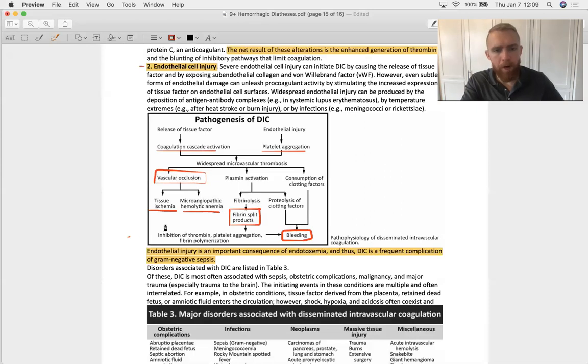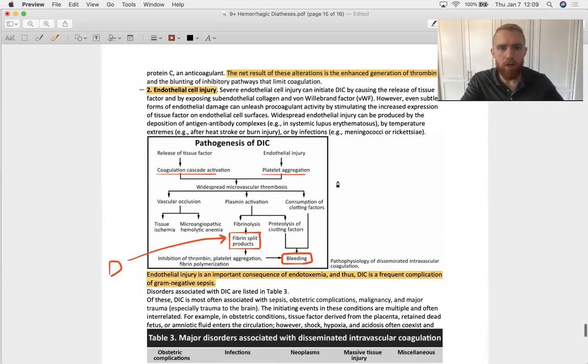Another important point here in the middle, fibrin split products as clot remodeling takes place. What does that mean? That means D-dimers. So D-dimers are the laboratory hallmark of DIC.